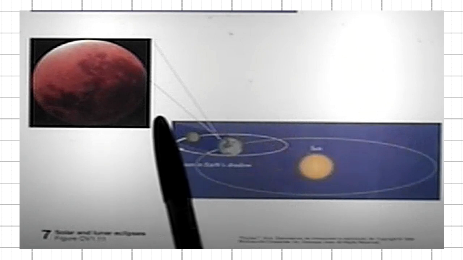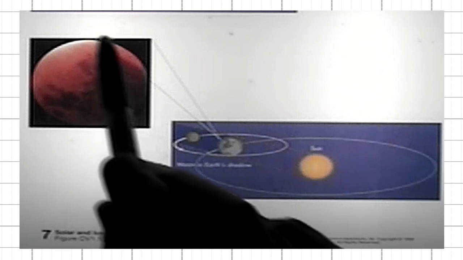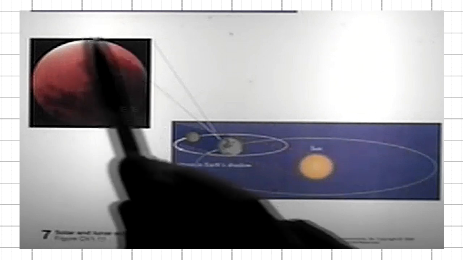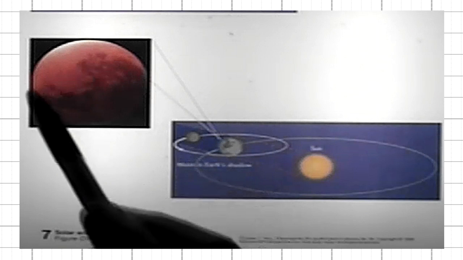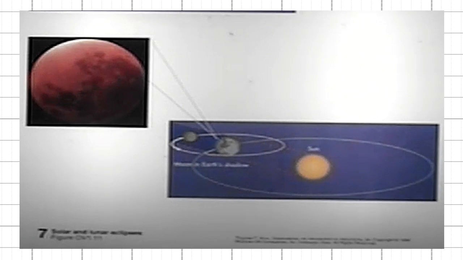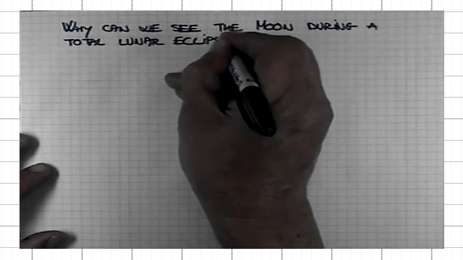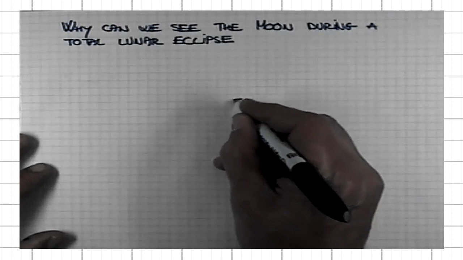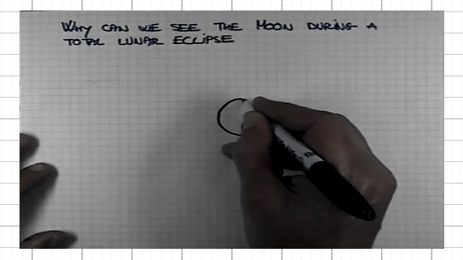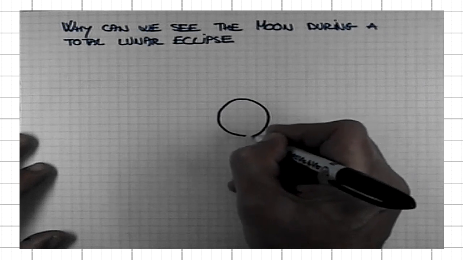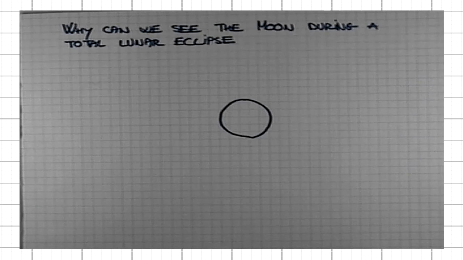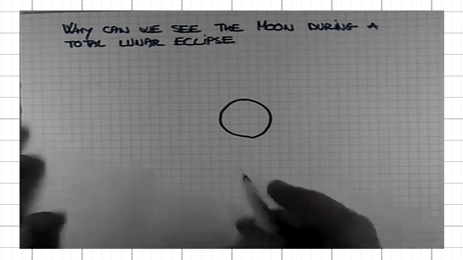The clue to the answer is the fact that during the total lunar eclipse, the moon always appears to be reddish. And here's what's going on. The fact is that if the Earth didn't have any atmosphere, we wouldn't be able to see the moon.